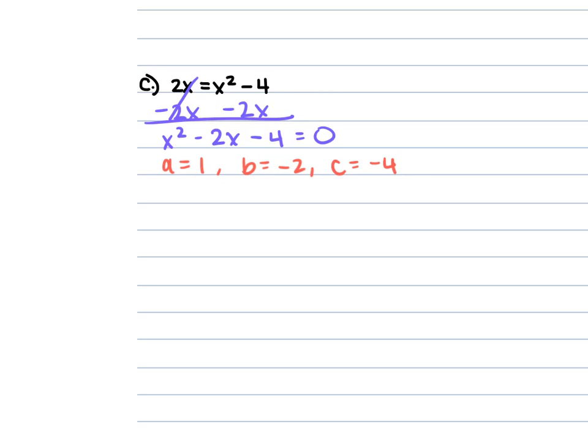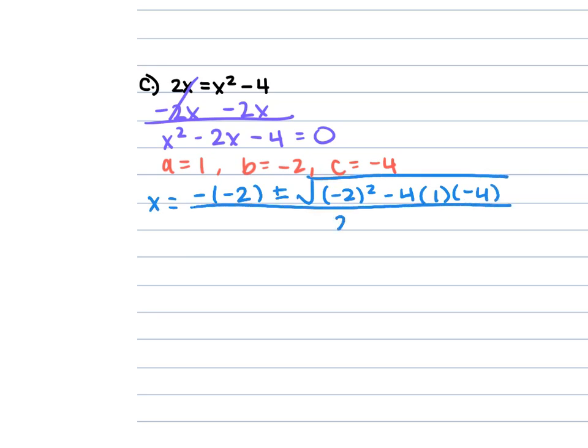x is equal to negative b plus or minus the square root of b squared minus 4 times a times c, all over 2 times a. So x is equal to negative times negative 2 plus or minus the square root of negative 2 squared minus 4 times 1 times negative 4, all over 2 times 1. So we're going to simplify. x is equal to a positive 2, because a negative times a negative 2 is positive 2, plus or minus the square root of 4 plus 16, all over 2.